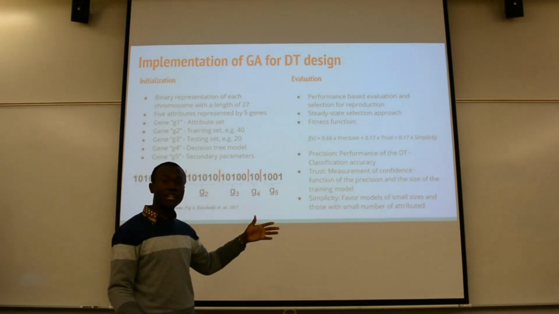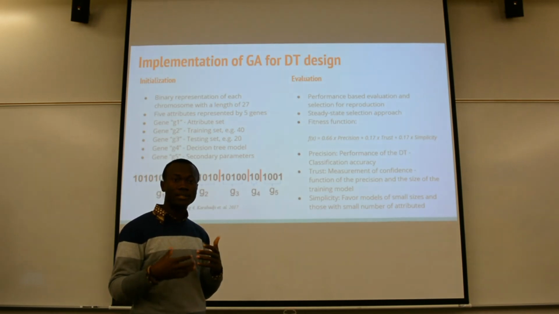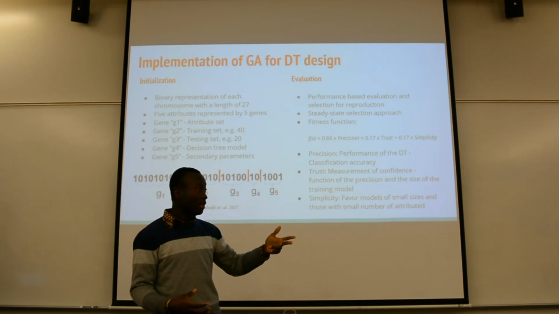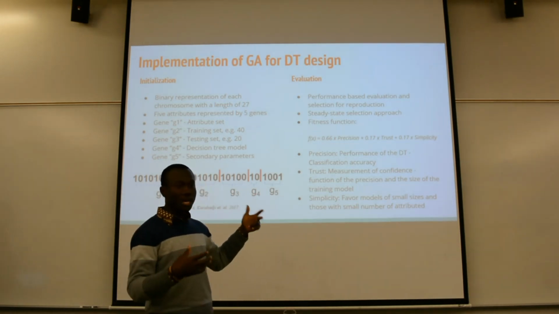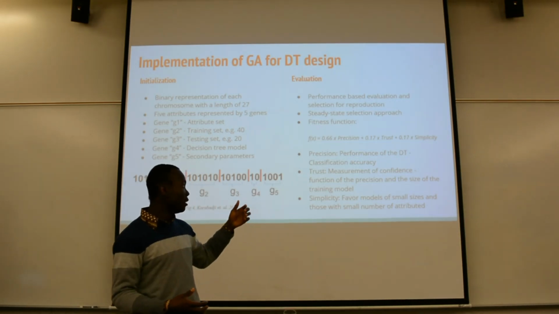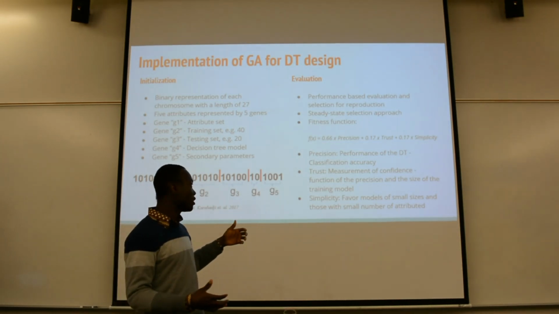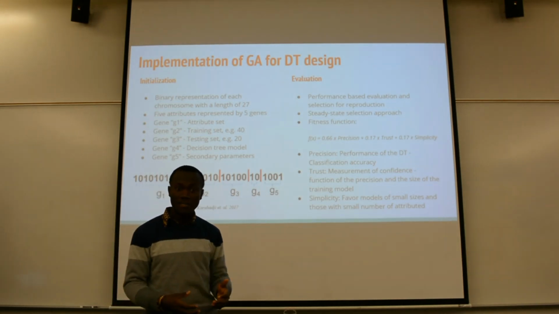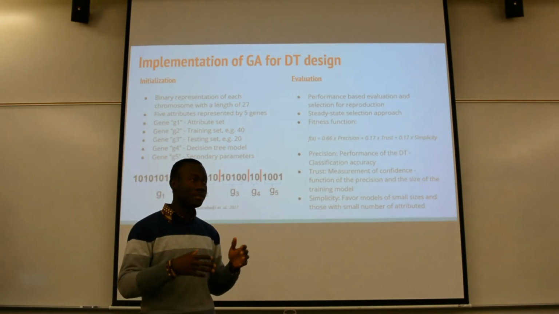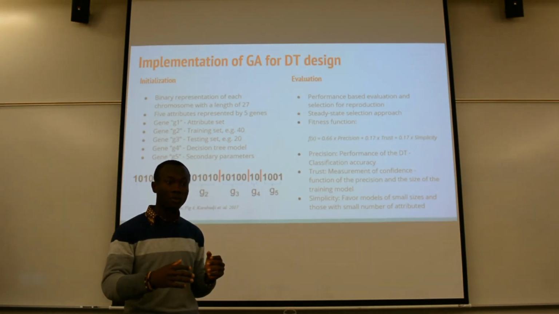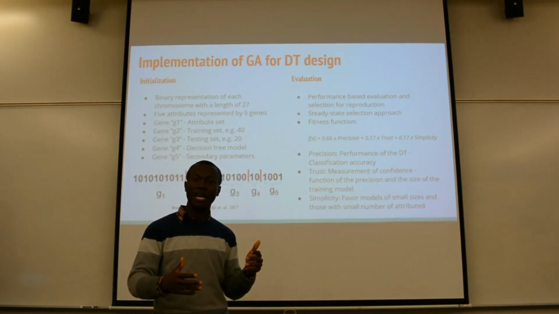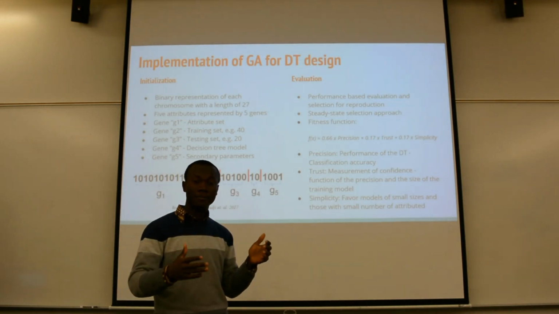The evaluation of using GA on a DT design environment is based on three basic criteria, which is precision, trust, and simplicity. Precision basically talks about the classification accuracy. Trust is a measurement of confidence. It takes into account the precision, and simplicity is a measurement of the complexity of the model. Generally, it favors models with smaller size and models based on smaller attributes, which are designed considering a small number of attributes.